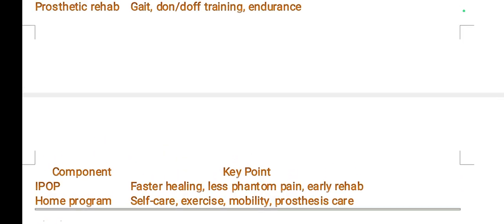For IPOP, that is for the early stages, immediately after surgery, care of the prosthesis, faster healing, less phantom pain, early rehab can be started. Home program: self-care, exercise, mobility, and prosthetic care. So this is the quick revision.